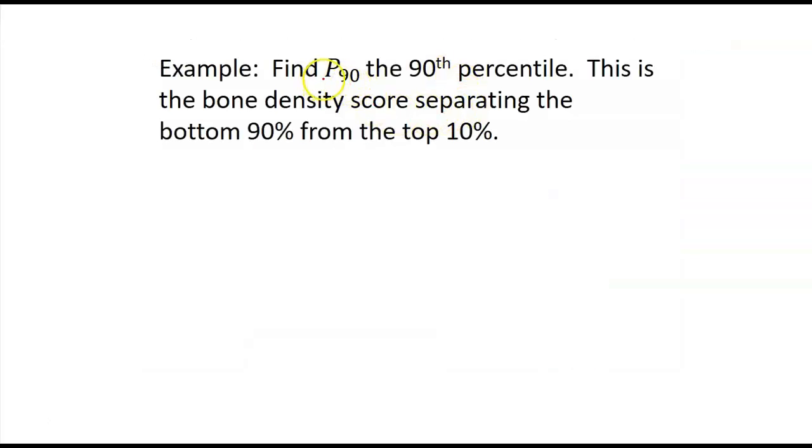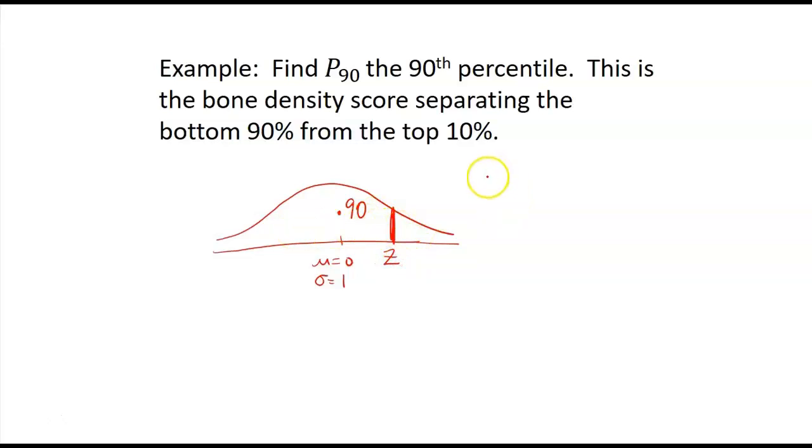Okay, here's another, we want to find the 90th percentile for the bone density scores. So if you remember, the bone density scores were standard normal. So if we're looking for the 90th percentile, I'm going to draw a line that separates the 90th percentile, or the lower 90% of the values, from the upper 10% of the values. Okay, so if I'm going to find this, I'm going to do inverse norm 0.90, 0, and 1, and I get 1.28.